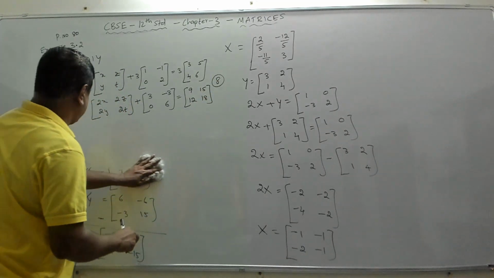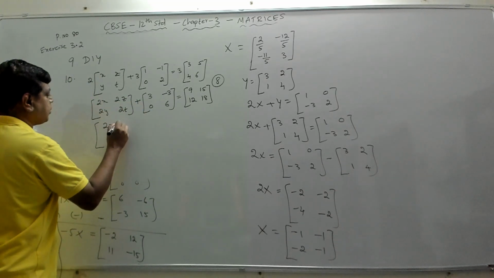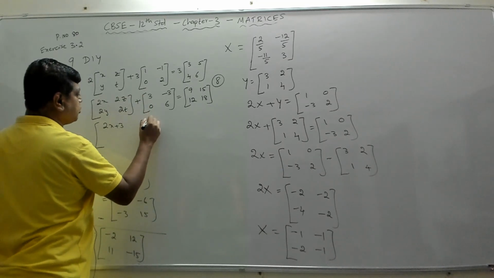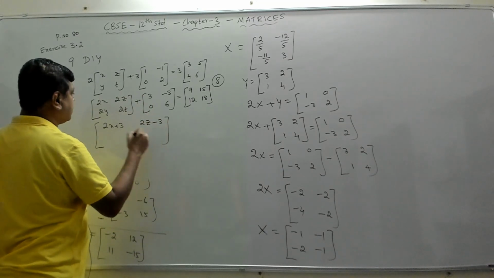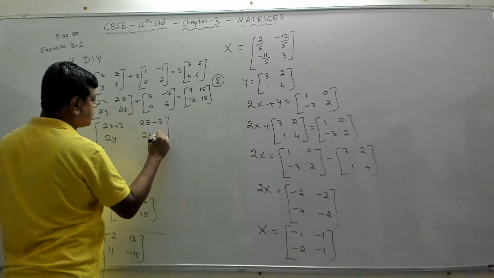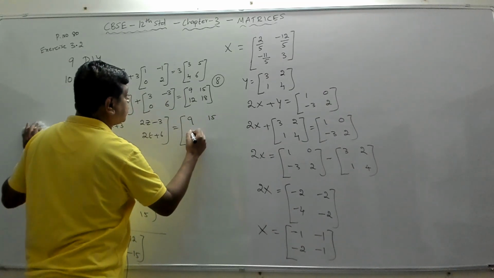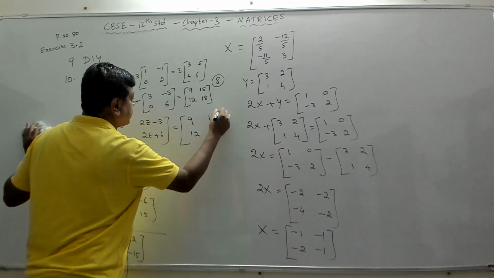Now we will add them. So if you add these two matrices, you will get 2x plus 3. This becomes 2z minus 3. 2y plus 0 is 2y. 2t plus 6 is 2t plus 6. That is equal to 9, 15, 12 and 18.